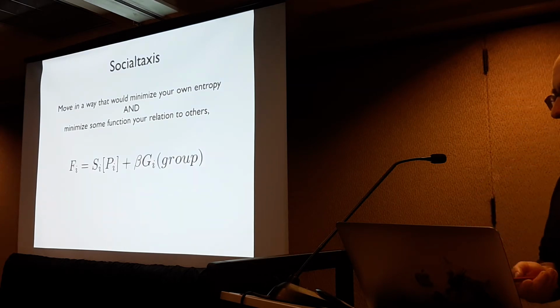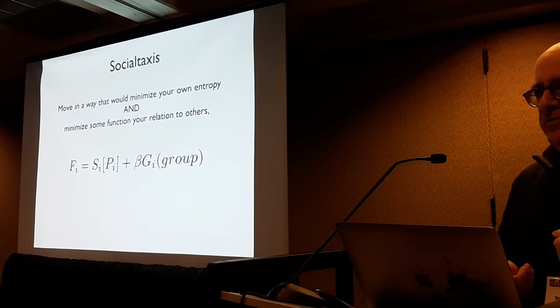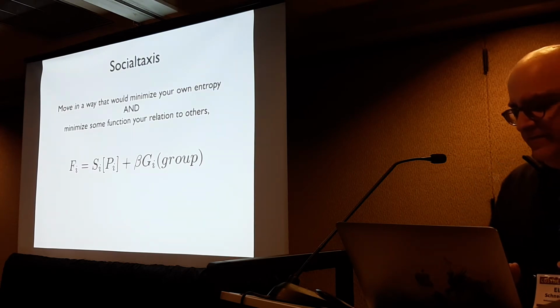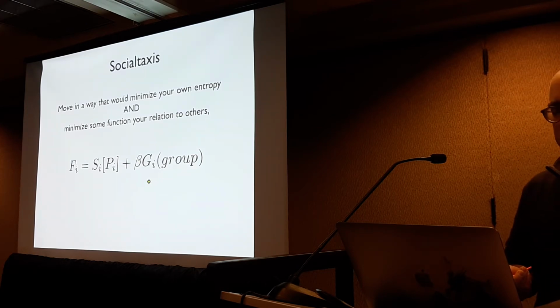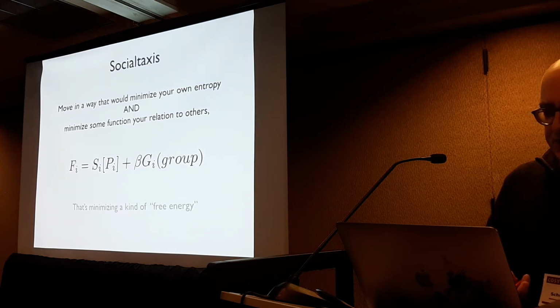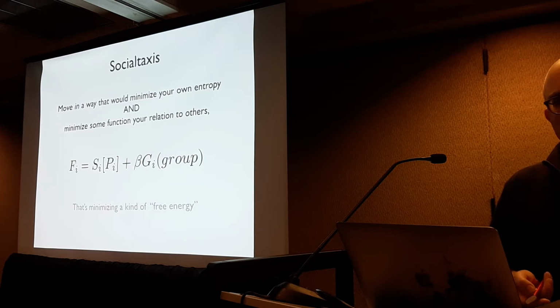So the first term will be basically that agent I will try to minimize its own entropy, and some function, let's call it G, which will be some function of its relation to the other group members. And there's going to be some conversion rate of how you weight these two things: how much do you care about having your own knowledge versus your relation to the other agents. And then we can play with different versions. Technically, you can think of this as minimizing some kind of free energy.